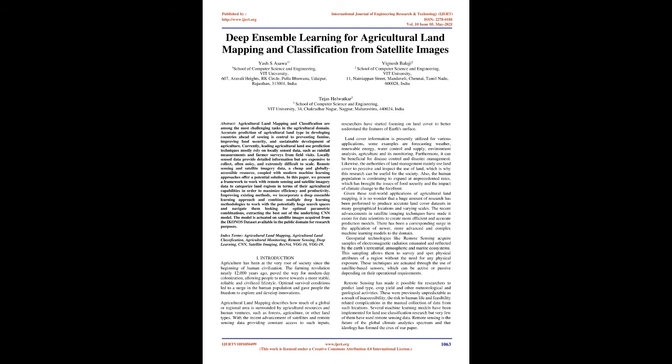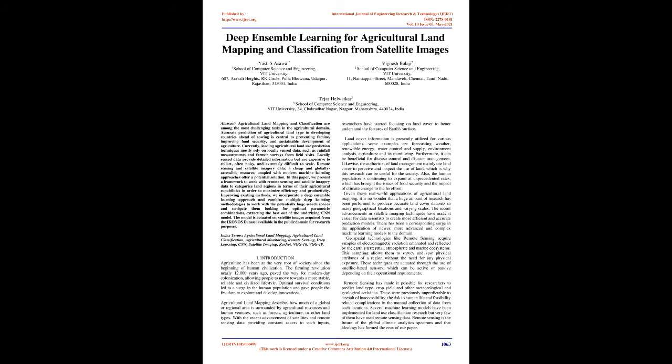Agricultural land mapping describes how much of a global or regional area is surrounded by agricultural resources and human ventures, such as forests, agriculture, or other land types. With the recent advancement of satellites and remote sensing data providing constant access to such inputs, researchers have started focusing on land cover to better understand the features of Earth's surface. Land cover information is presently utilized for various applications.